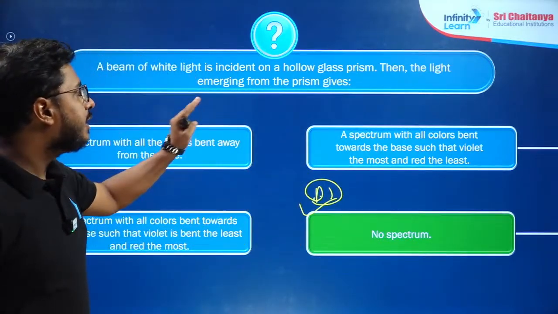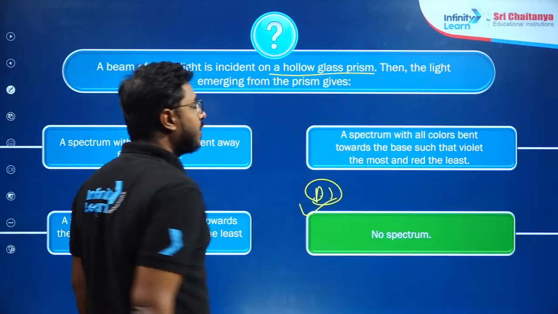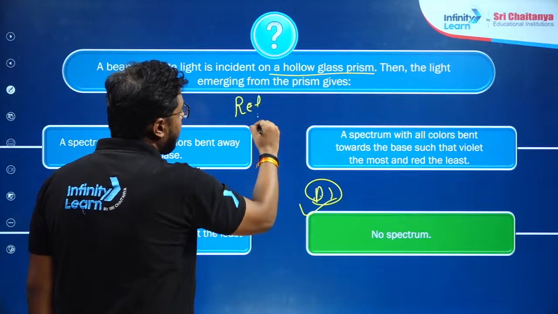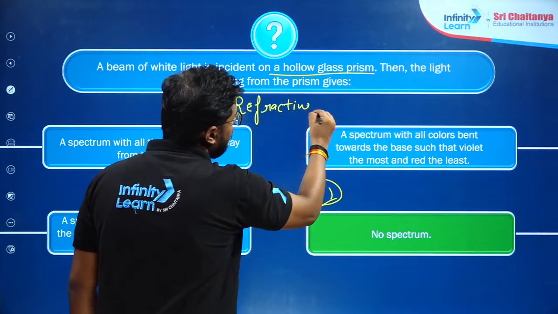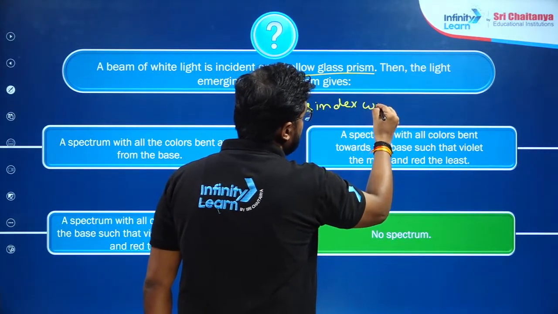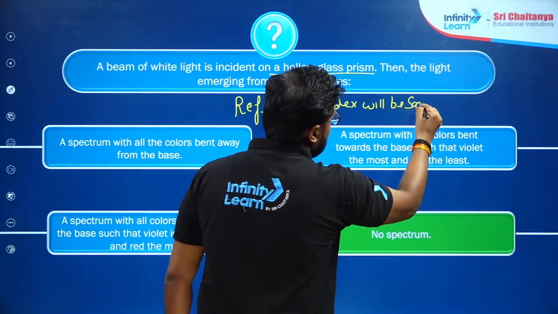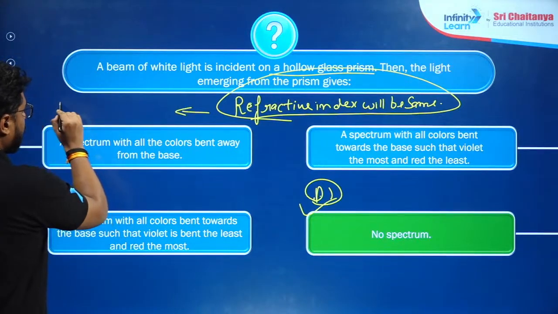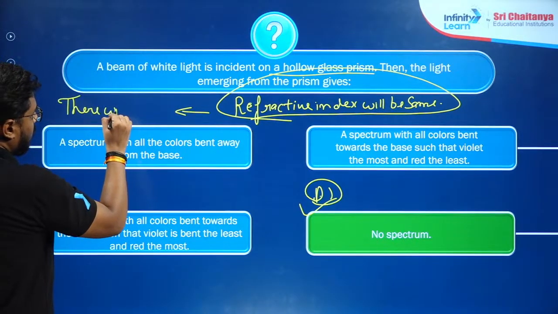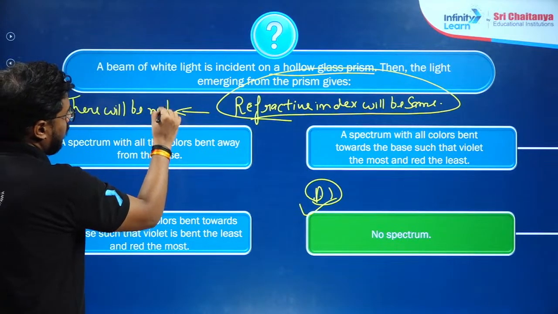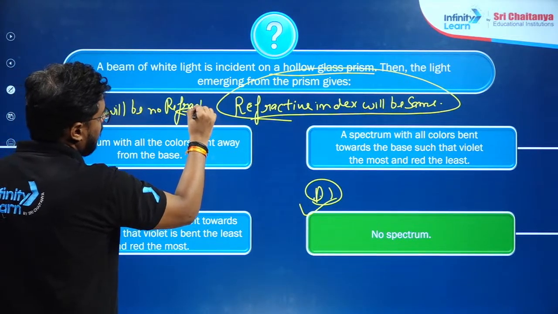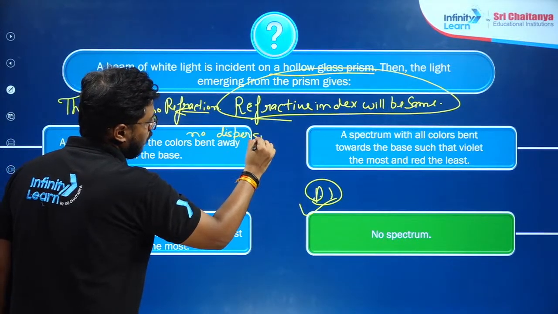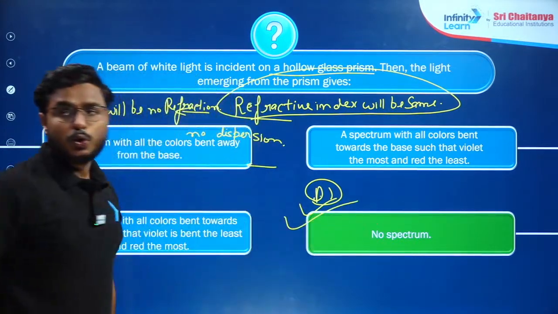Everyone, it is very clearly mentioned there that it is a hollow glass prism, which means that outside the prism and inside the prism, the refractive index will be the same. There will be no refraction, as well as no dispersion. The right answer is D part, no spectrum.